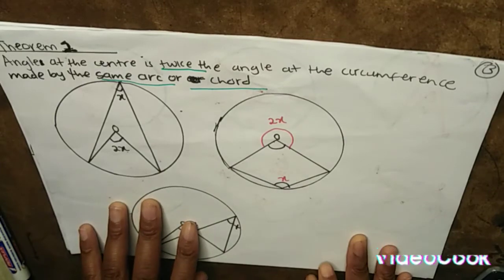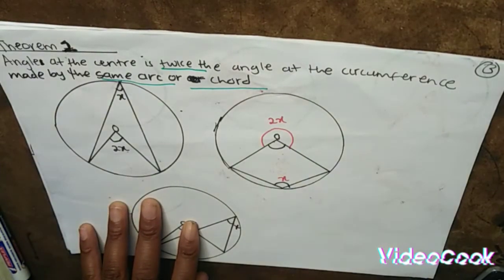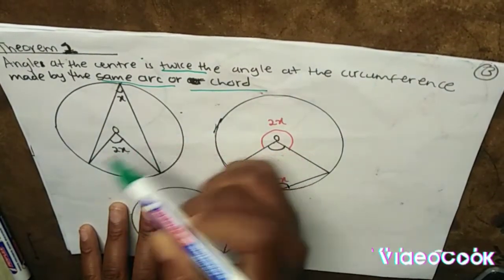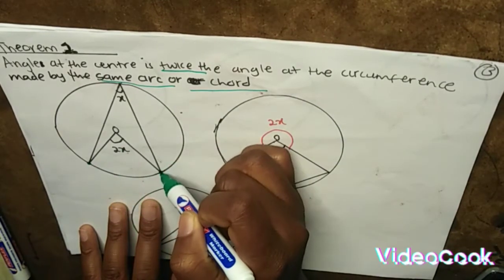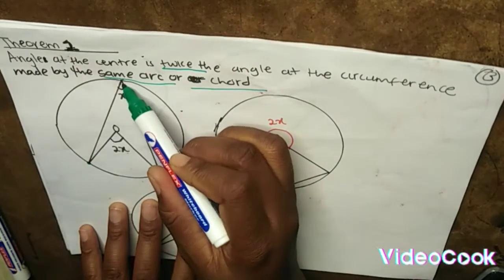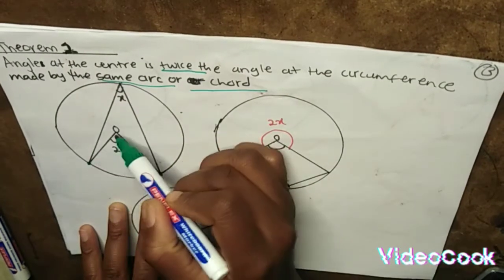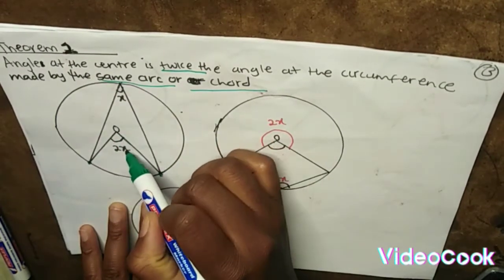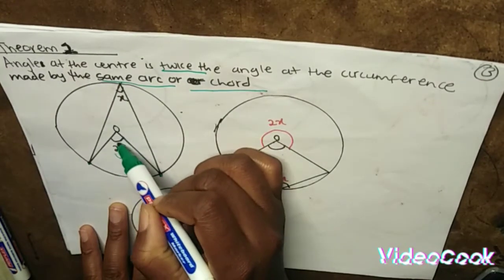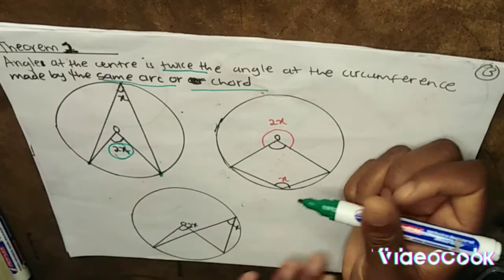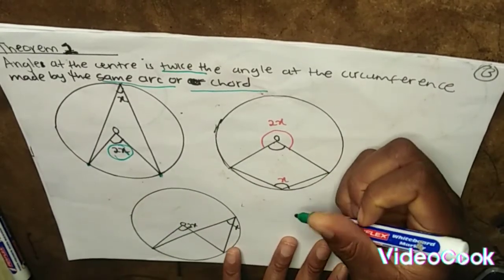So now, what they simply mean is that your question might come in this form, right? So from this same arc, we are forming x degrees at the circumference, and at the center we are forming this angle. So this angle is actually going to be double that angle. That's why we wrote it as what? 2x. Same applies here. It can come in this form.